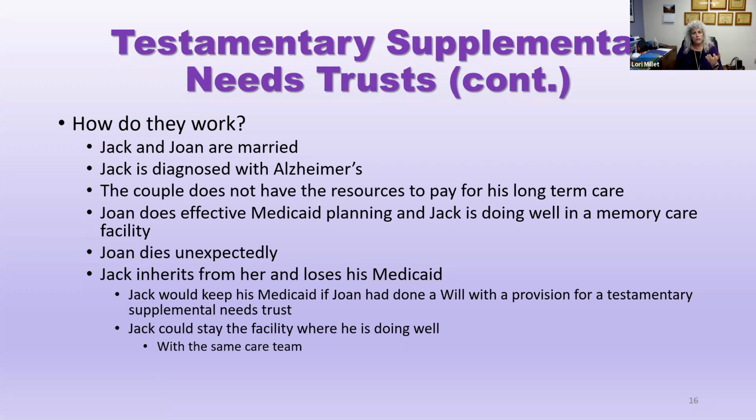Hopefully, Joan went to a lawyer who advised her to do a will that had a provision in it for a testamentary supplemental needs trust, so that any inheritance Jack would otherwise receive from Joan is funneled into this testamentary supplemental needs trust, and Jack doesn't lose his Medicaid. He gets to stay right where he is, so there's no change to get him all confused and possibly cause his dementia to get worse, and he gets to stay with the same care team. And that's really important because he doesn't want to have a bunch of strange new people around him every day. That's just going to throw him off.